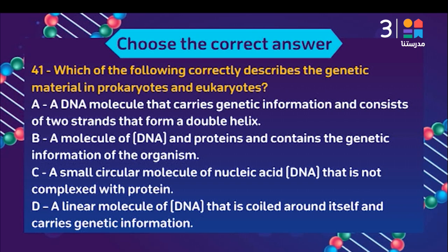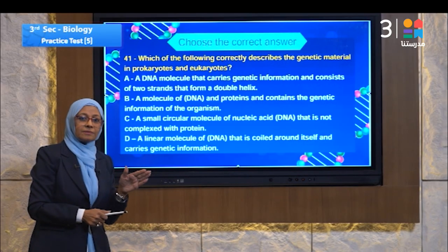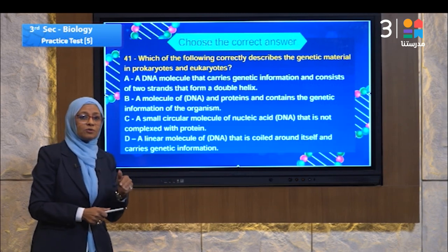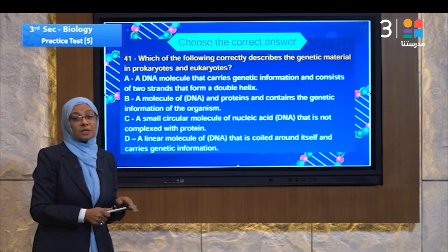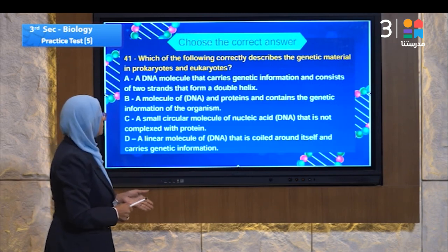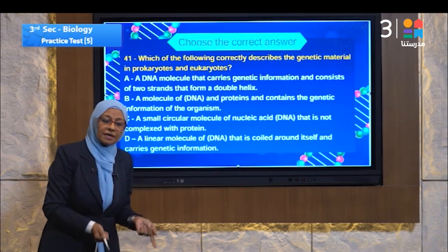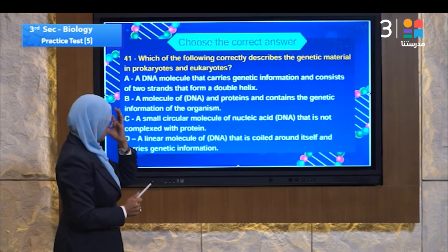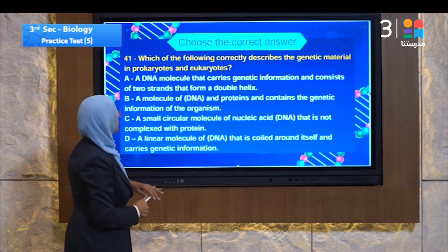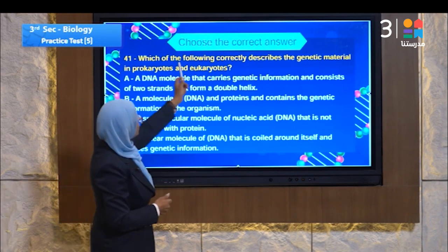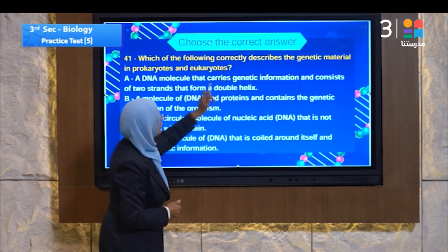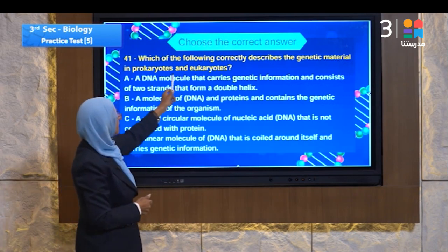Prokaryotic cells have genetic material that is not surrounded by a nuclear membrane, but floats in the cytoplasm. Eukaryotic cells contain genetic material surrounded by a nuclear membrane. So let's read the question again. Which of the following correctly describes the genetic material in prokaryotic and eukaryotic cells?